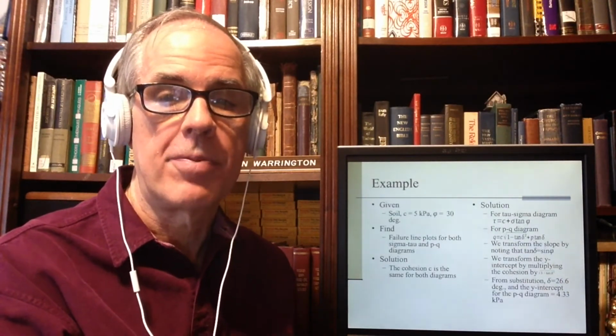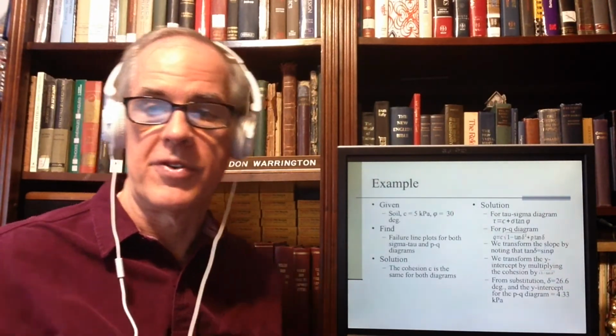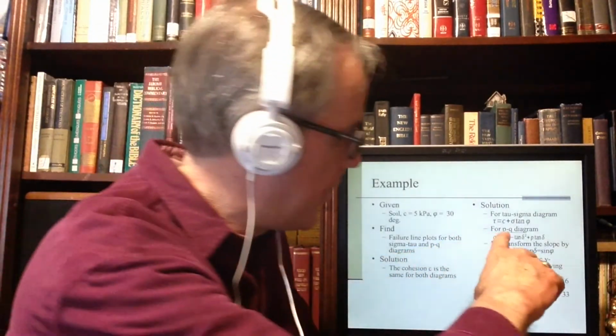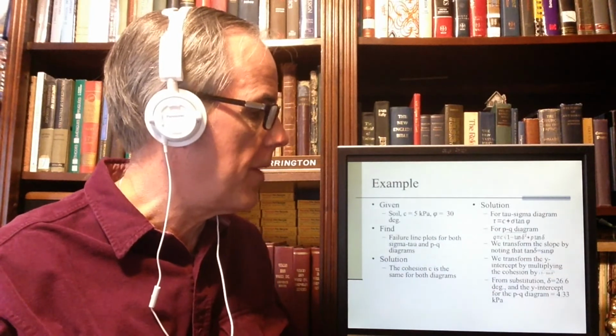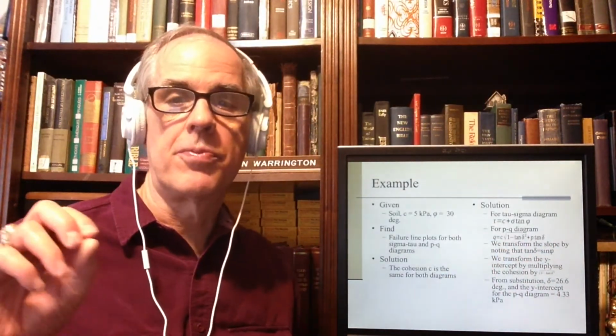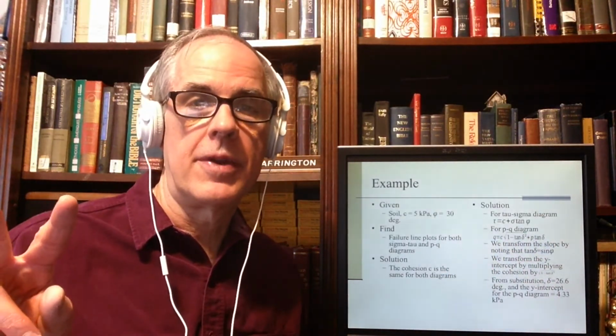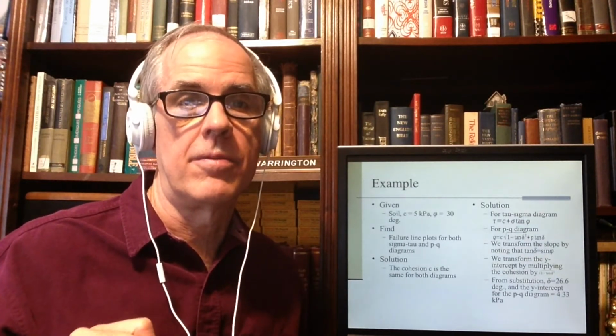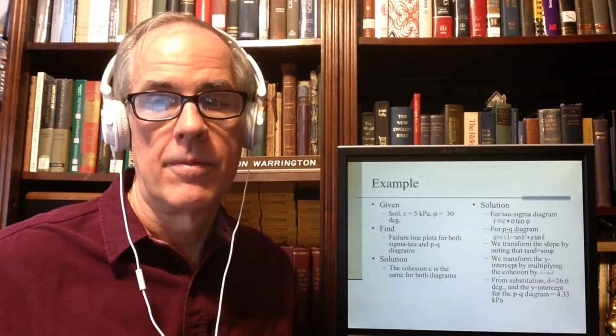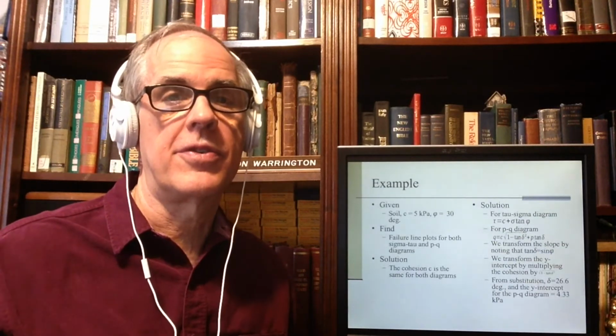Find the failure line plots of both the sigma tau, which is this equation, which we've looked at, and the PQ diagram. And I go into in my website how to get from here to here. And again, P is equal to the two principal stresses, the sum of them divided by 2, and Q is the difference of them divided by 2. That incorporates the shear stress in them.